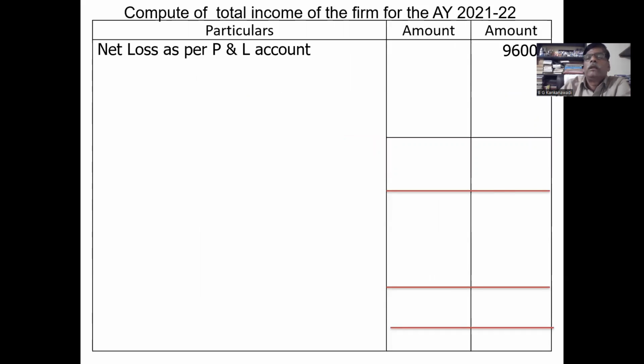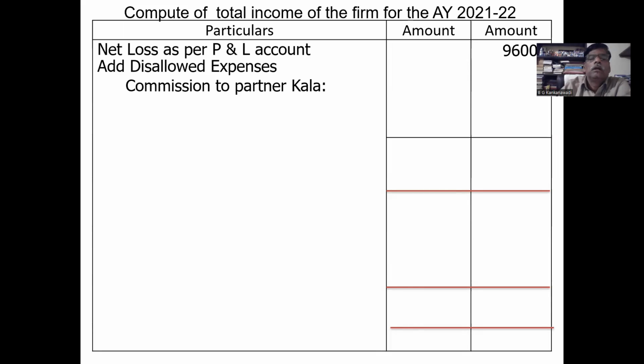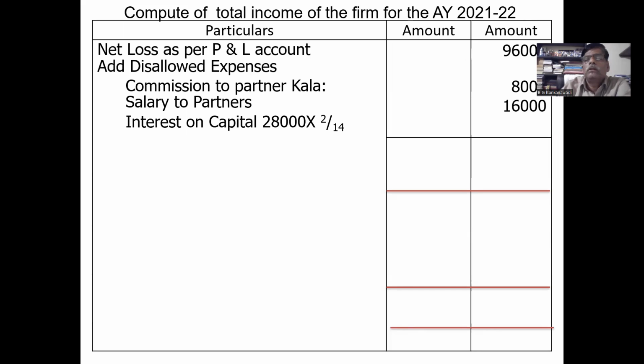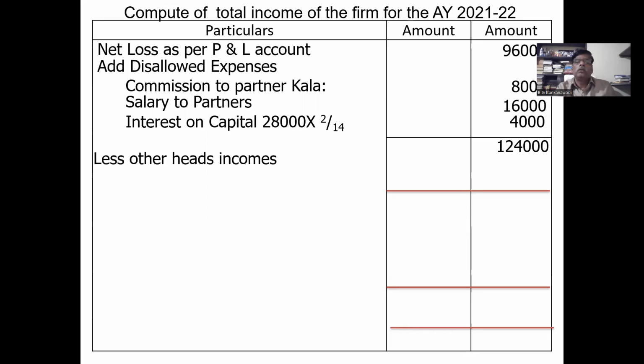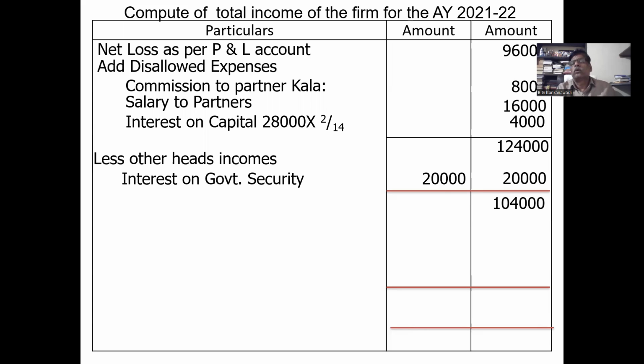Net profit as per P&L account 96,000. Add disallowed expenses. Commission to Kala 8,000. Salary to Kala 16,000. Interest on capital 28,000 into 2 by 14, 4,000. Take the total 1,28,000. In this total, you deduct other head incomes. Other head income is interest on government security. You deduct it. 20,000 is deducted. 1,04,000 is the book profit.